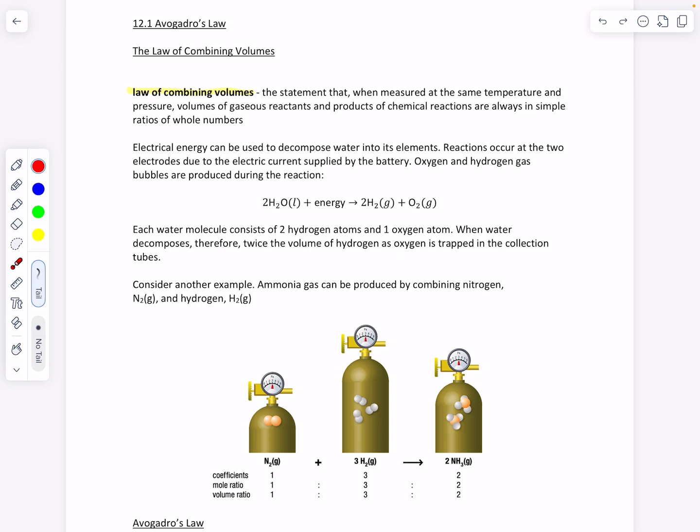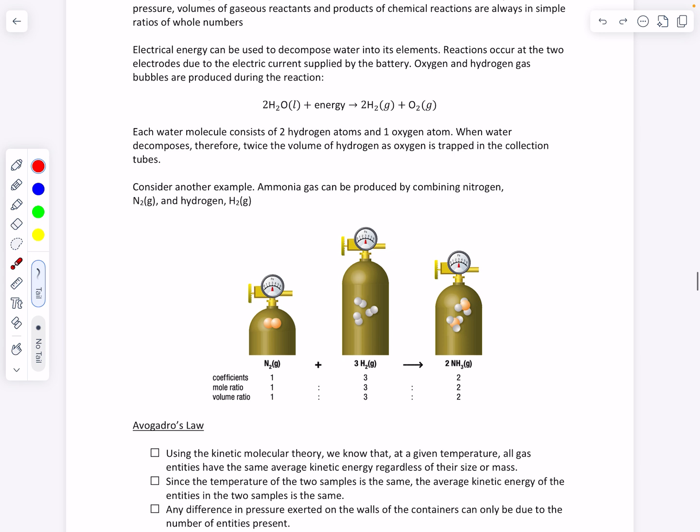Next, consider another example. Ammonia gas can be produced by combining nitrogen and hydrogen. The balanced equation says 1 nitrogen plus 3 hydrogen produces 2 ammonia. So the ratio is 1 to 3 to 2. The ratios are the same as the coefficients in the balanced chemical reaction.